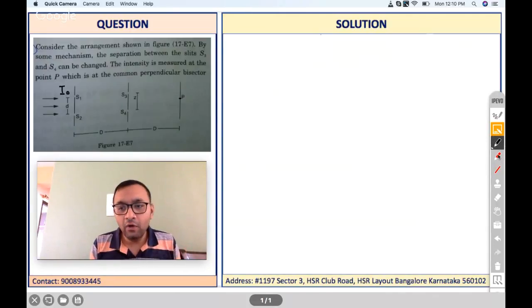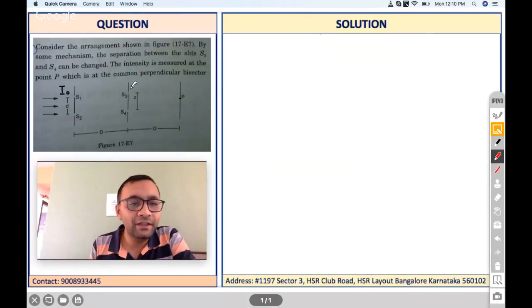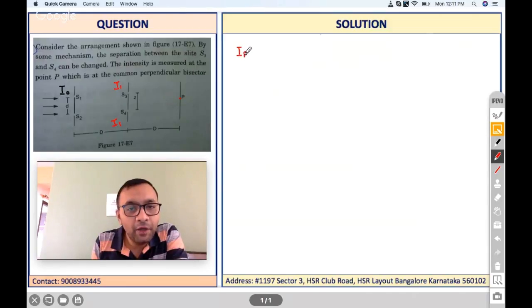Now if you visualize it one by one, you can see that point P is a location of central maxima for S3 and S4 slits, right? So for S3 and S4, P is a central maxima. So if at S3 intensity is I1, due to symmetry, intensity at S4 will also be I1. So intensity at point P should be equal to 4 times I1.